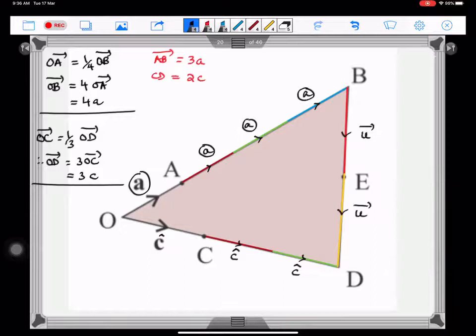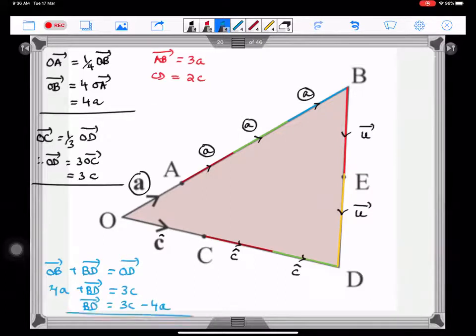The reason why I'm not calculating it is that for BD, you have to do addition of these vectors. OB plus BD is equal to OD. OB is 4A, BD is what you're looking for, OD is 3C, therefore BD is 3C minus 4A. Done? I think we have found almost everything related to it.